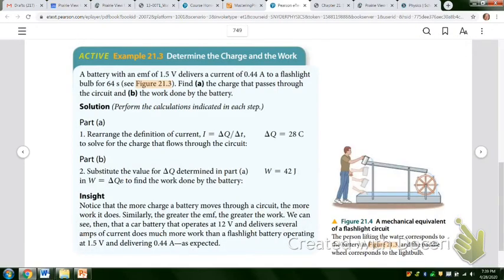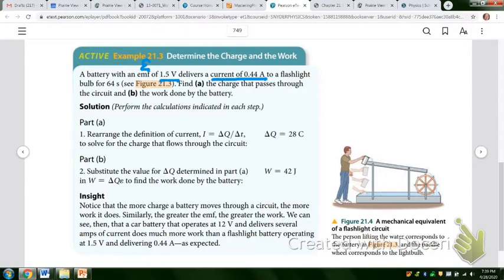All right, so this example is on page 749 in your book, and they have the answer to this one, but didn't really show you the numbers they used to get the answer. So let's go through this one. It says a battery with an EMF of 1.5 volts. If you remember what EMF was, that was electromotive force, and it used the variable epsilon, which is a Greek letter, and so that's what the 1.5 volts is going to stand for. It said it delivers a current of 0.44 amps.